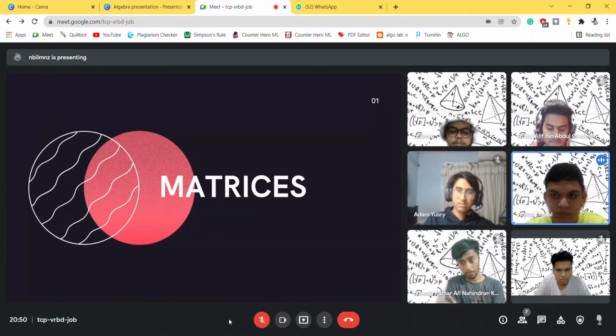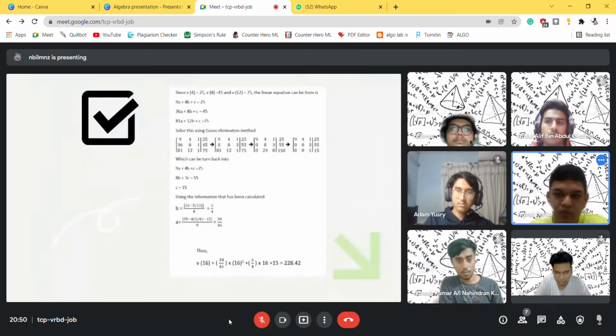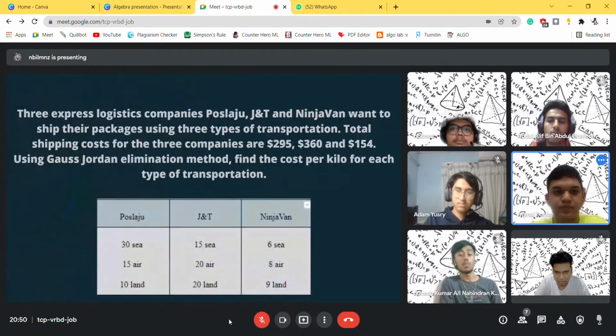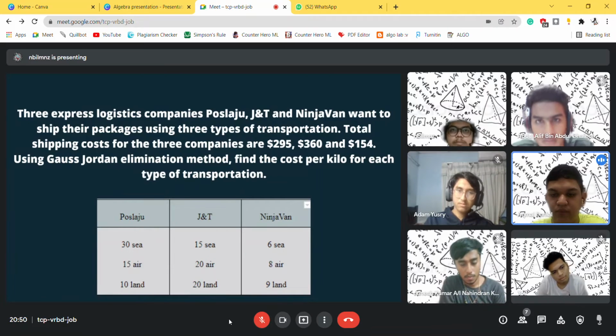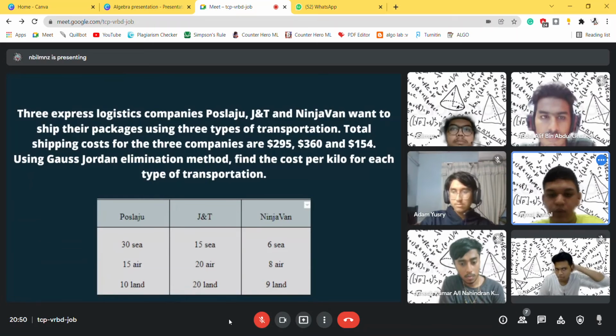Okay, so for the matrices, the best question that we choose is question number 2. Question number 2: three express logistic companies, Laju, JNT, and Megavan, want to ship their packages using 3 types of transportation. The total shipping costs for the 3 companies are $295, $360, and $154. Using the Gauss-Jordan elimination method, find the cost per kilo for each type of transportation. Okay, we'll go through the solution for this question.